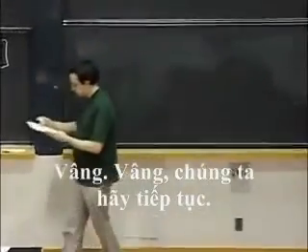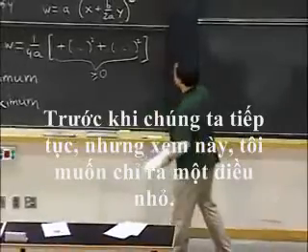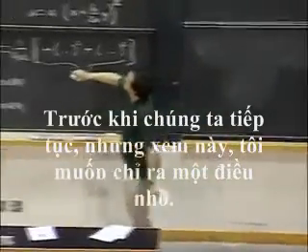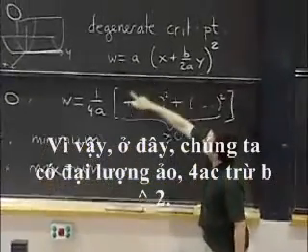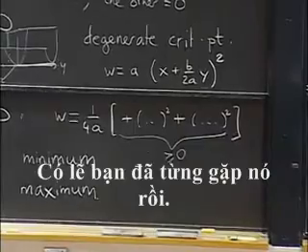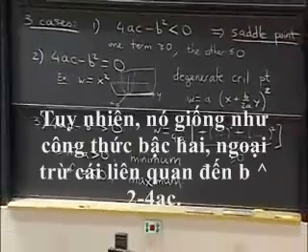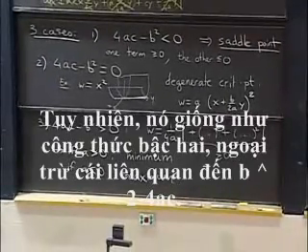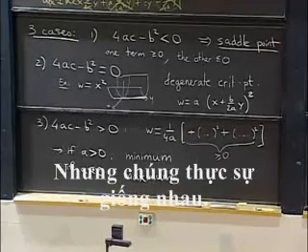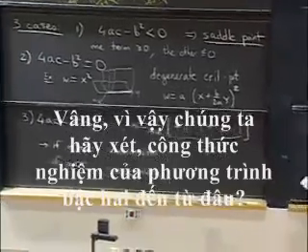So let's continue. Oh, before we continue, I wanted to point out one small thing. Here we have this magic quantity 4ac minus b squared. You've probably seen that before in your life. It looks like the quadratic formula, except that one involves b squared minus 4ac, but that's really the same thing.